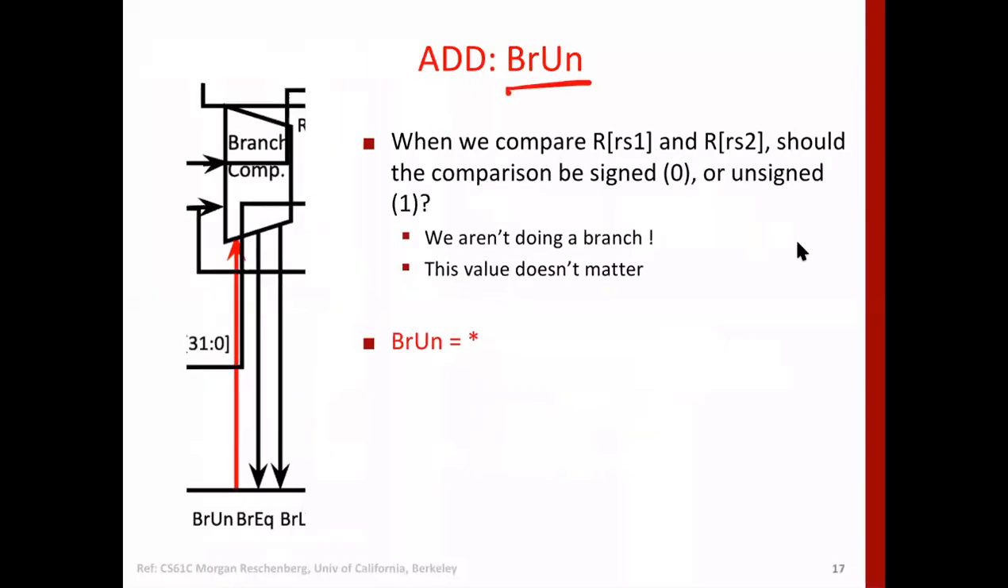Branch unsigned, BRUN. Now we are comparing RS1 and RS2, and from BRUN we select whether it's signed or unsigned. We are not doing a branch here. Note that this input goes to the branch comparator, and since we are not doing a branch, we don't care about it. It can be anything.